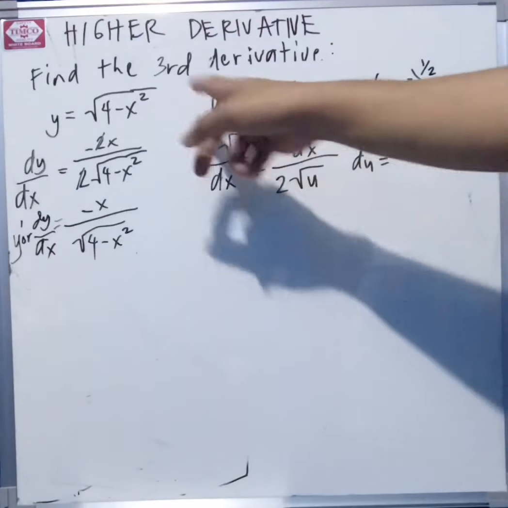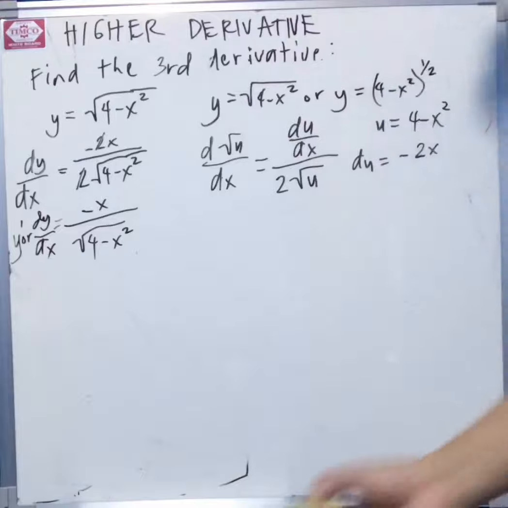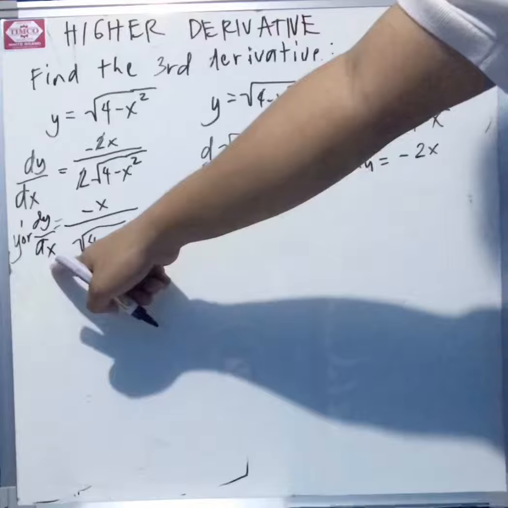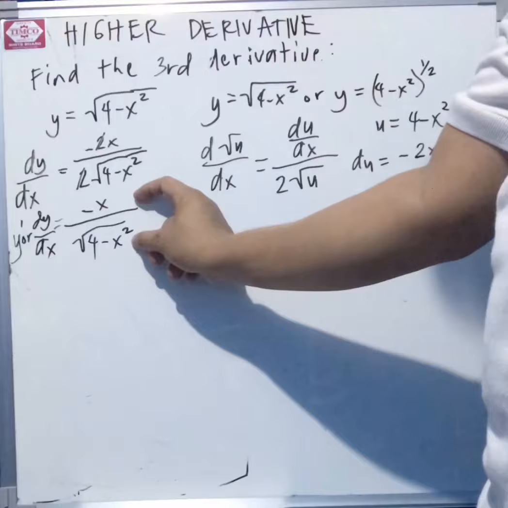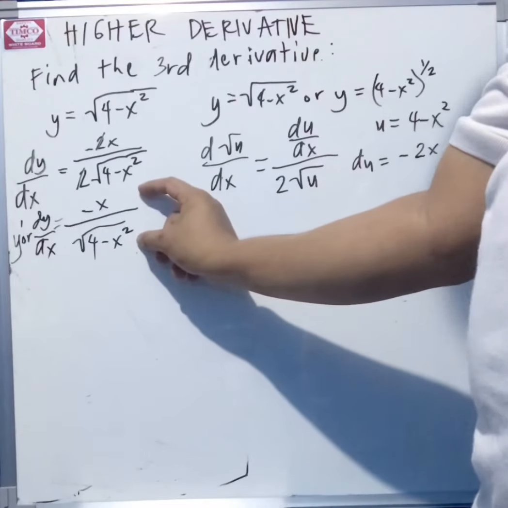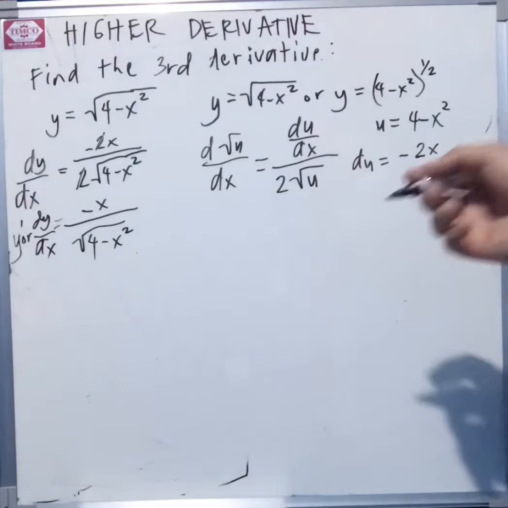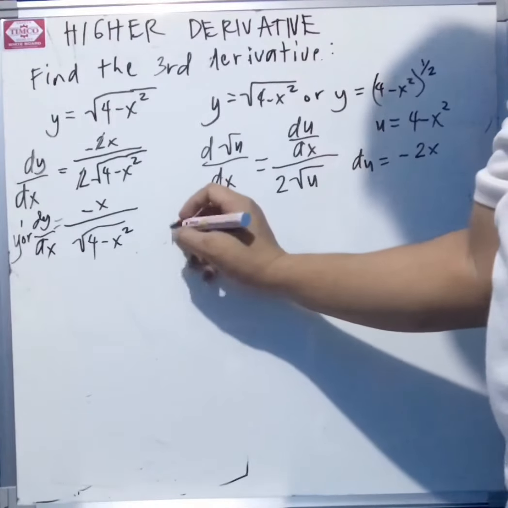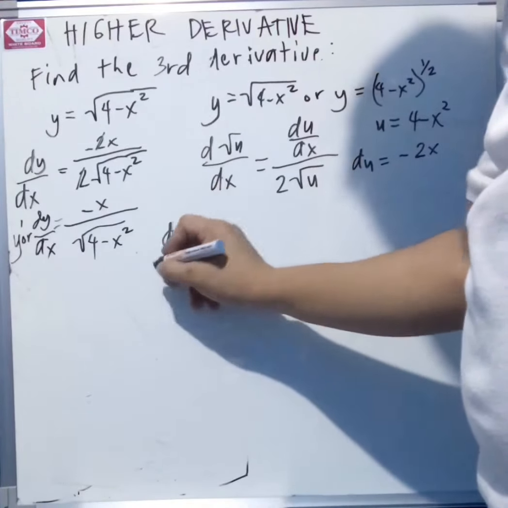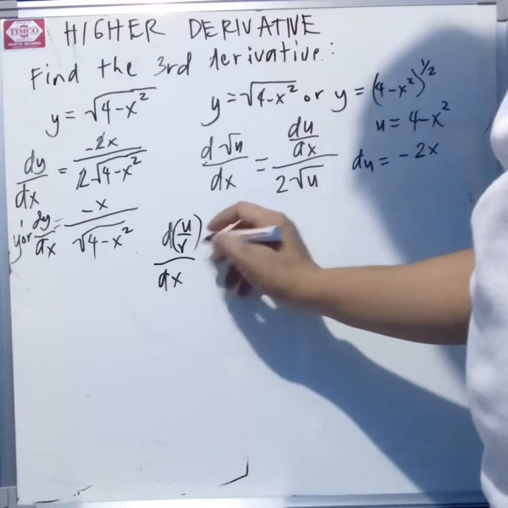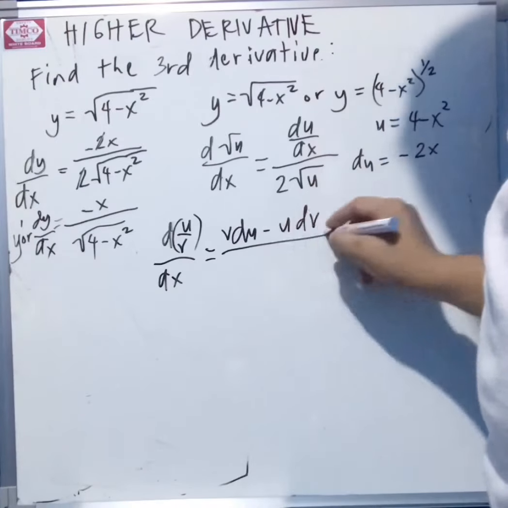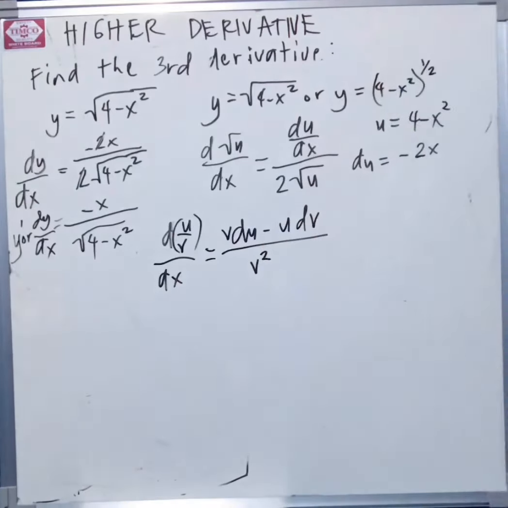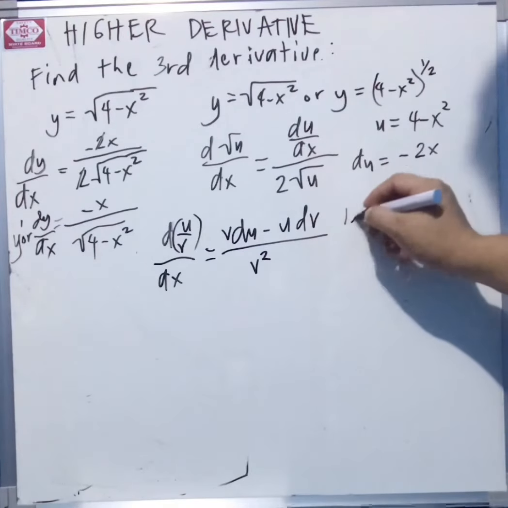Since what we are looking for is the third derivative, we are going to find its second derivative because we already have the first derivative. You will notice, class, that we have to use the quotient rule. In the quotient rule, the derivative of u over v is equal to v du minus u dv, over v squared.